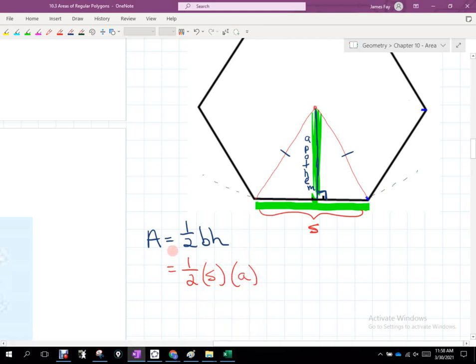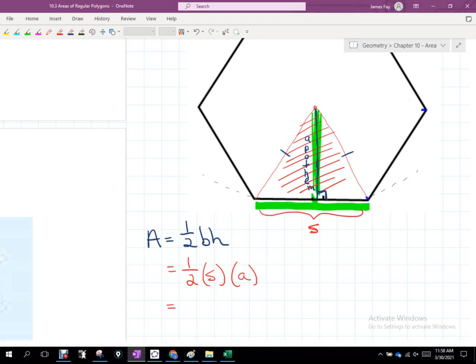Okay. Now, if that's the area of one of these triangles, okay, what would be the area of the entire figure? It'd be 6 times it, okay? And that would give me a formula for just a hexagon. And then I have to go through the same process when I go to a pentagon.